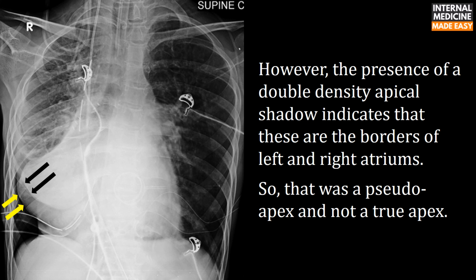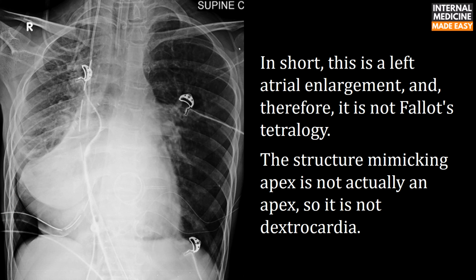However, the presence of a double-density apical shadow indicates that these are the borders of left and right atriums. So that was a pseudo-apex and not a true apex. In short, this is a left atrial enlargement and therefore it is not Fallot's tetralogy. The structure mimicking apex is not actually an apex, so it is not dextrocardia.